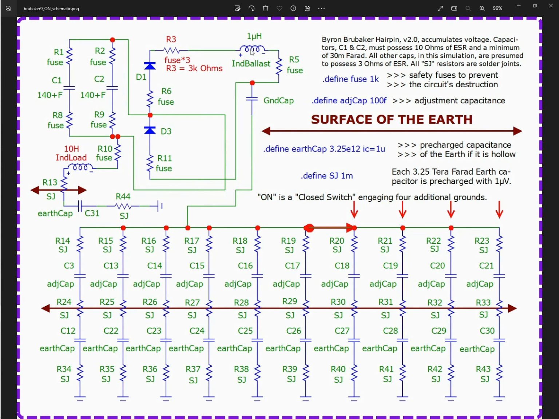Here's a coil here, inductive ballast of 1 microhenry. Here's the inductive load of 10 henries. And then I have these capacitors here of 140 farads. I have the ground cap, which is the same as the adjustment cap, 100 femto, a tenth of a picofarad. And then these adjustment caps, again, a tenth of a picofarad for each one of them.